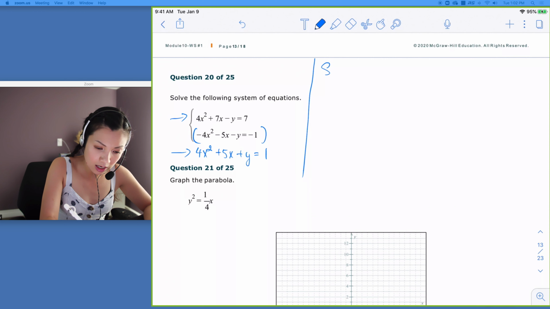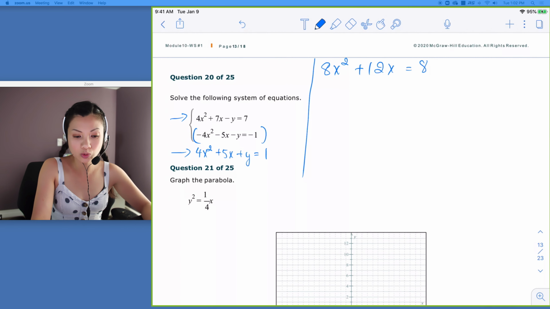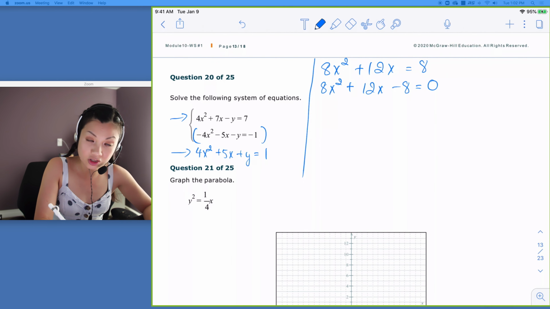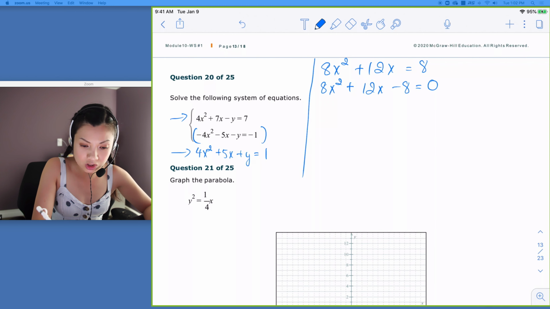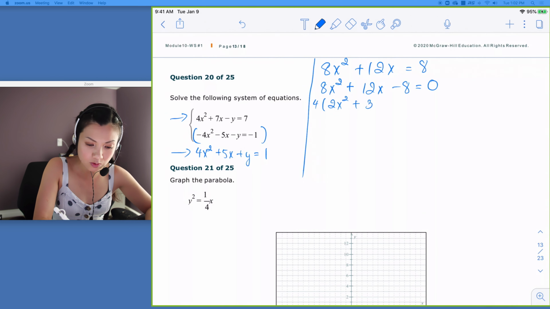I'm going to get 8x squared plus 12x, eliminate y, equals 8. Now we are back to quadratic, so I can just go ahead and factor. Now you see right here we have a GCF, so I'm just going to take it out. The GCF here is 4. So if I take out 4, I ended up with 2x squared plus 3x minus 2 equals 0.